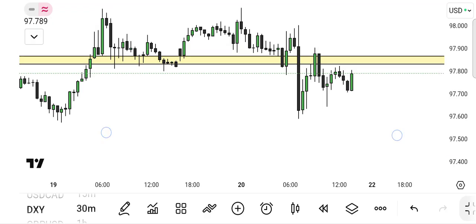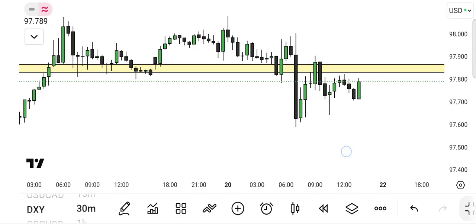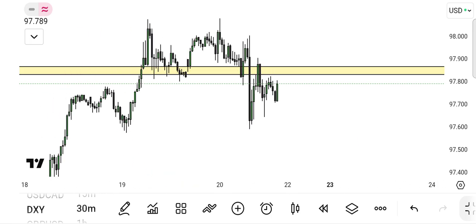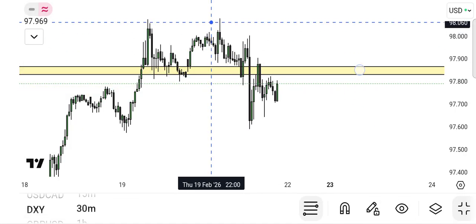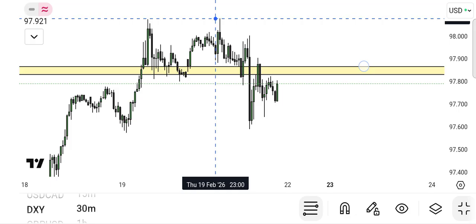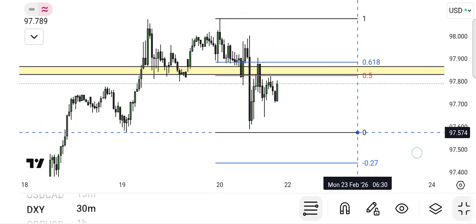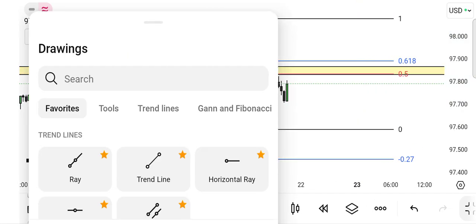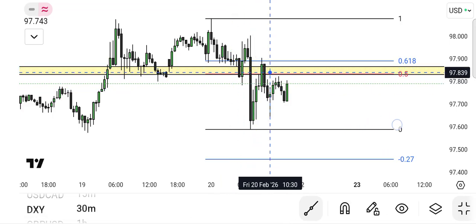So we didn't see any way of entering this trade. On the 30 minutes we didn't see any form of entering this trade, but if you check very well, if you use a Fibonacci from swing high to swing low on the 30 minutes, let me say this is our swing high and this is our swing low, you can see that market also respected Fibonacci. This Fibonacci intersects together with this zone here, this point here.